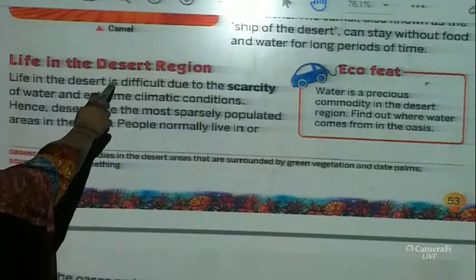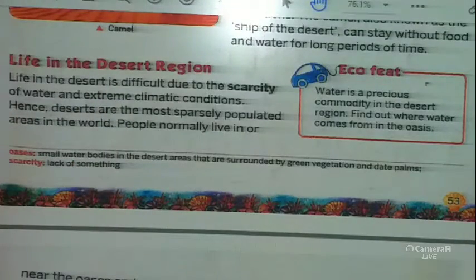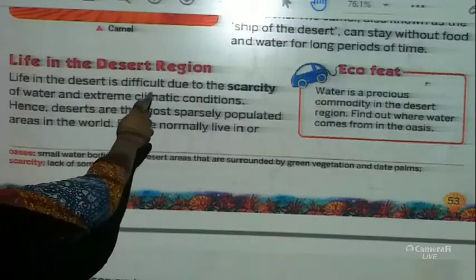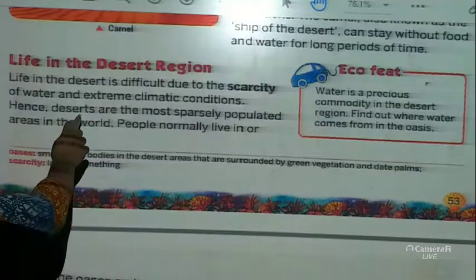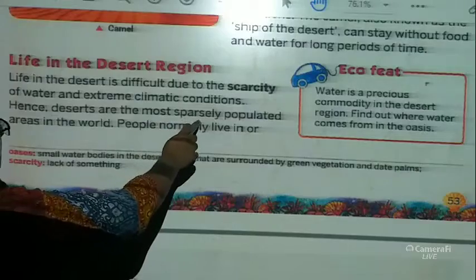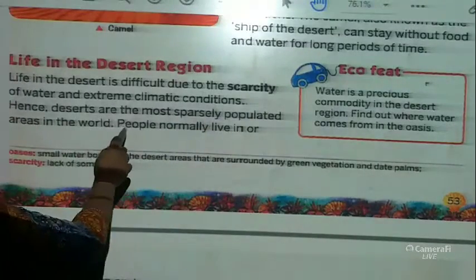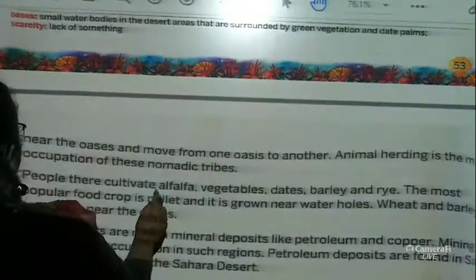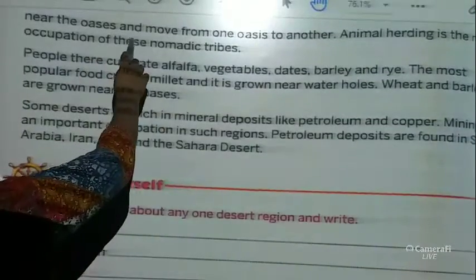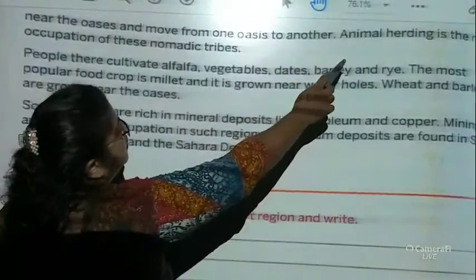Okay. Life in a desert region. Now children, in a desert region we don't usually find lots of civilization, because of the scarcity of water, as water is less. Life in the desert is difficult due to the scarcity of water and extreme climatic conditions. Hence, deserts are the most sparsely populated areas in the world. People normally live in or near the oasis and move from one oasis to another.